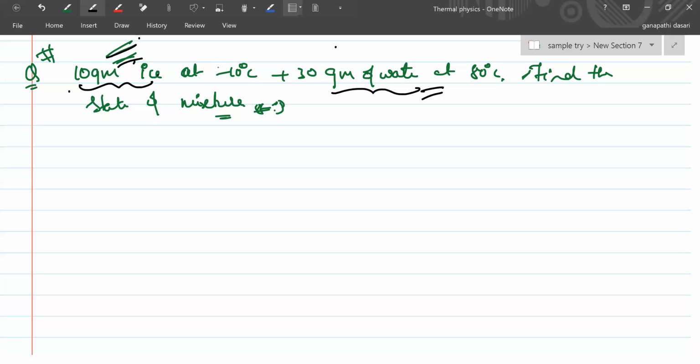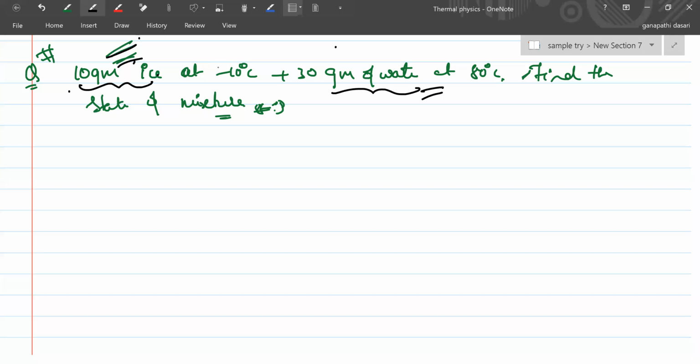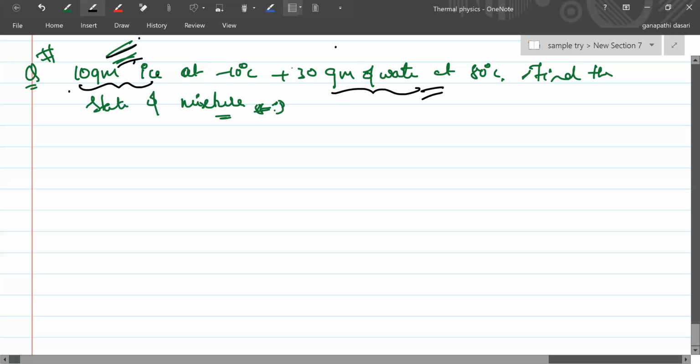Now ice should convert into, first, 0 degrees ice, right? Yes, sir. Then 0 to 100 degrees water, right? No. 0 degrees ice to 0 degrees water. Yes, sir. Then from 0 degrees water, again some heat will come. It cannot go to 80 degrees, it cannot go to steam, because this water is present.